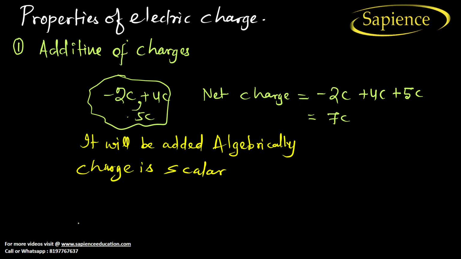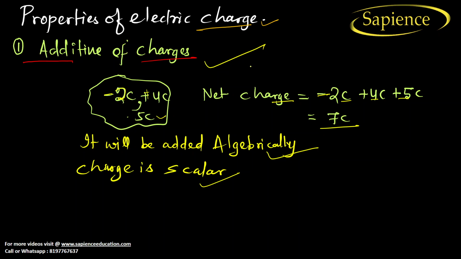Now let us move forward to the properties of electric charge. What are the properties of the electric charge? We should discuss these things. The first and foremost property is additivity of charges. Additive means what? As per algebra only, we can add here. Let us consider there is a minus 2 coulomb charge, plus 4 coulomb charge, and 5 coulomb charge. So the net charge will be minus 2 plus 4 plus 5, which is 7 coulomb. So it will be added algebraically. Charge is a scalar, without changing any of the signs. I hope you have understood the additive nature of charges.